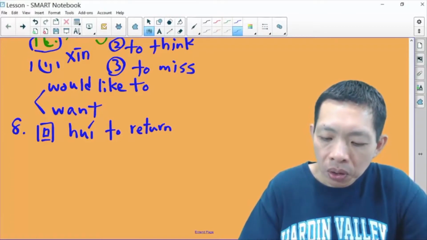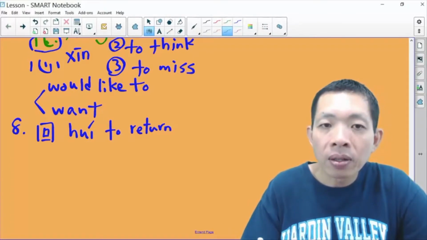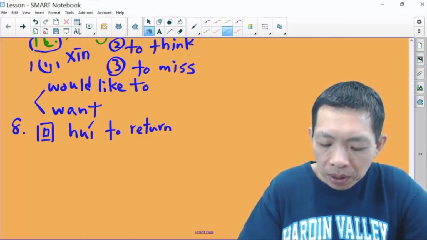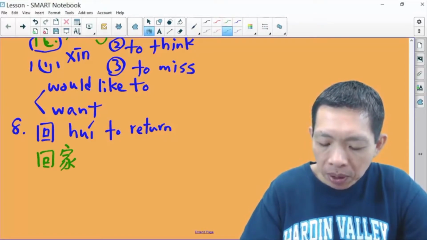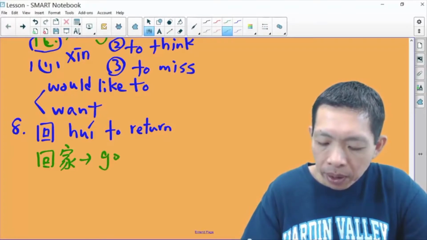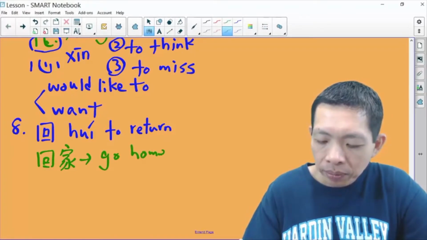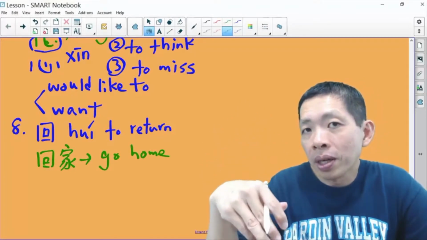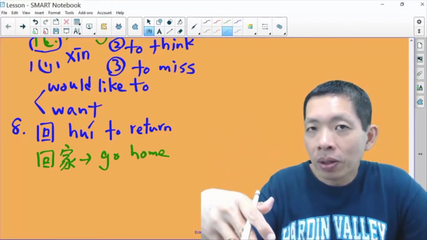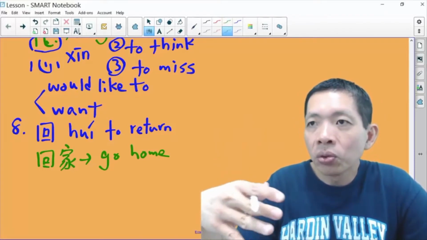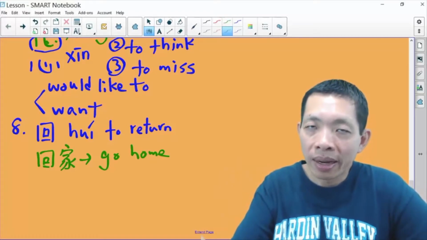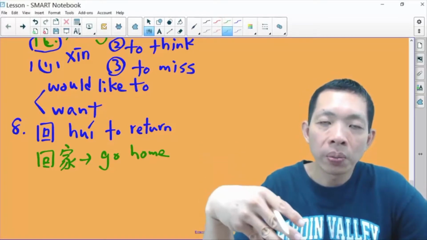So return. If you want to say 回家, return home, it actually means go home. There's no second way of saying going home. There's no way of saying 我想去家. You can go to somebody's house, but you return home.